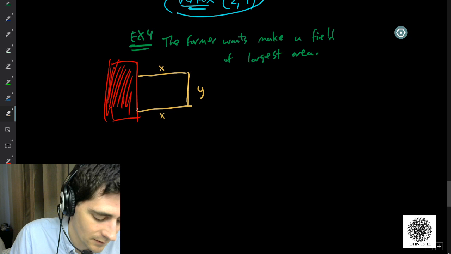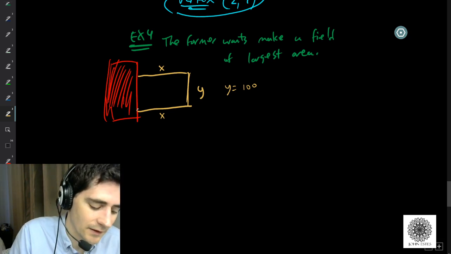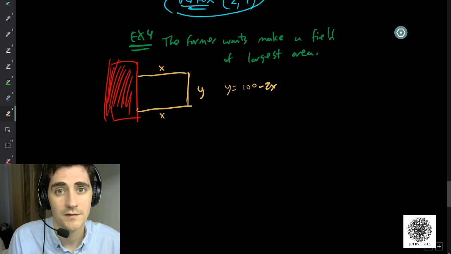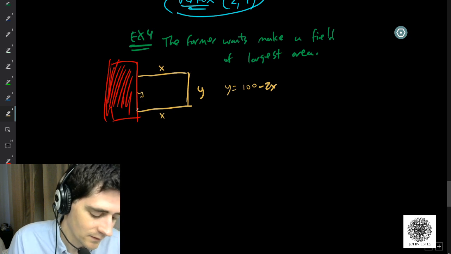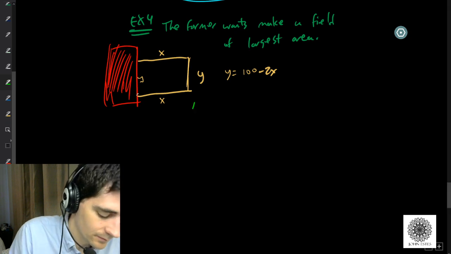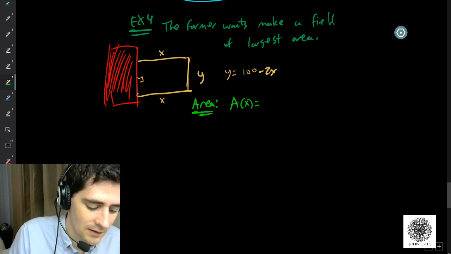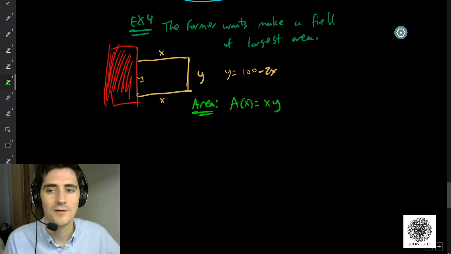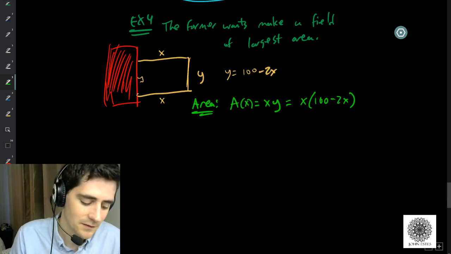I know that y is going to be 100, that's the total number of feet I have, minus the length of the two sides. So that's going to be 100 minus 2x. Oh, and this is side y, the side of that is y as well. So I know that the area, which we can make as a function of x, is going to be x times y. It's a rectangle. Its area is x times y, or in other words, x times 100 minus 2x. There is my area function.